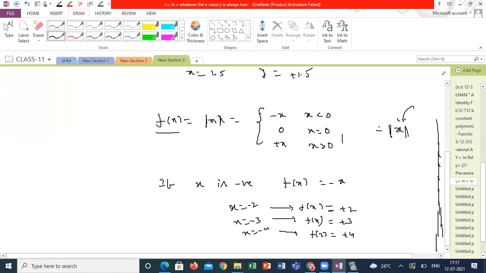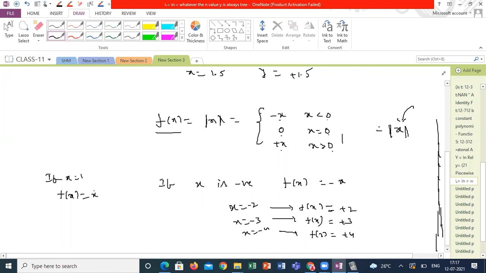This function is defined for negative values as minus x. If it is 0, the function is 0. If it is positive, the function is plus x. That means if x is equal to 1, your f of x should be x. If x is any positive value, your f of x is x.